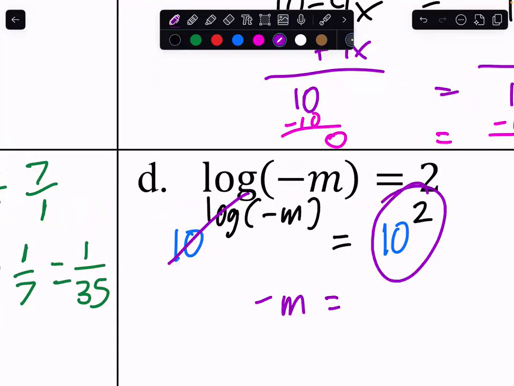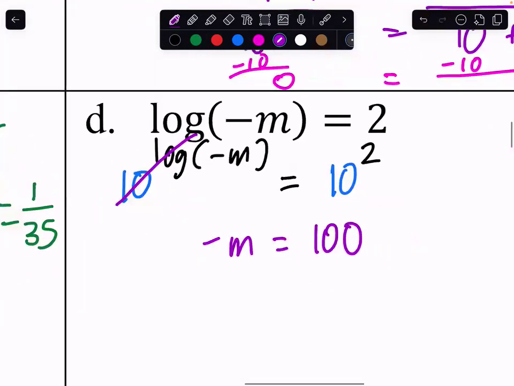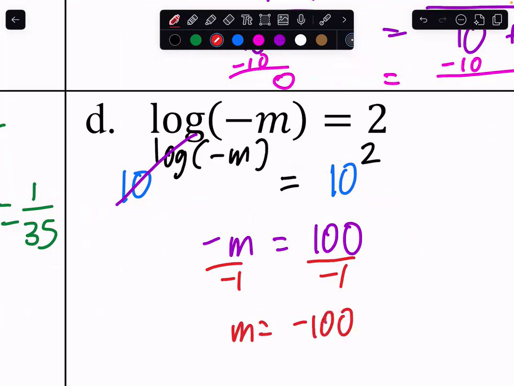And then over here, you do the calculation. 10 squared, 10 times 10 is 100. And we don't want -m, we want +m. So you can multiply or divide by -1. So m would be -100.